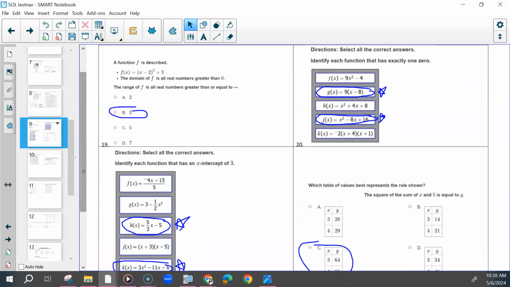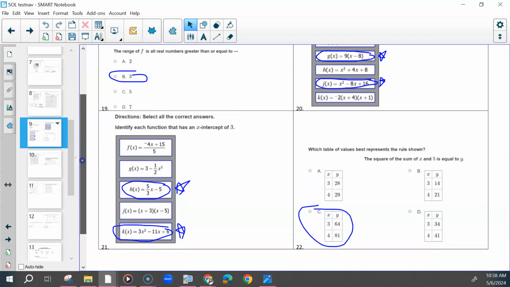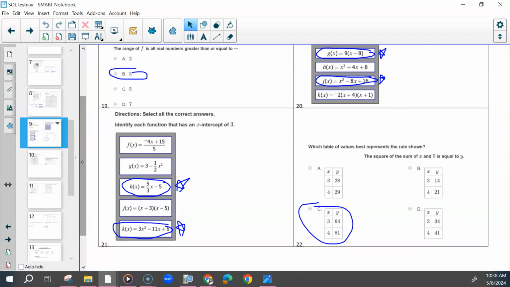19 goes back to domain and range, what we talked about last class. If you would put that function into Desmos, you would see the range is everything greater than or equal to 3. 20 and 21 could also be done in Desmos. Which one has exactly 1, 0? Look for which one crosses the x-axis only once. And that was your g of x and j of x functions. And then for 21, the functions that have an x-intercept of 3, again, look for which one does that. It would be the h of x and k of x functions.